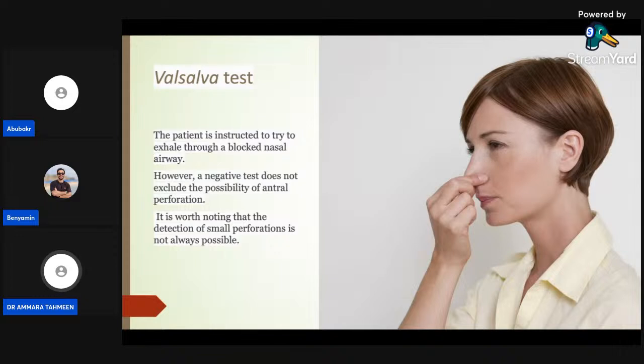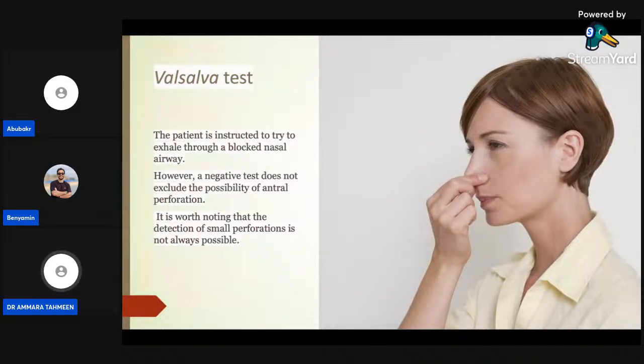In some very small fistulas, communications which are less than 2 mm, usually this test comes out as negative, but a negative Valsalva test does not rule out the presence of oroantral communication. So detection of this small perforation is not always possible. However, if you still suspect that there is a communication, then there are conservative methods to avoid further complications.